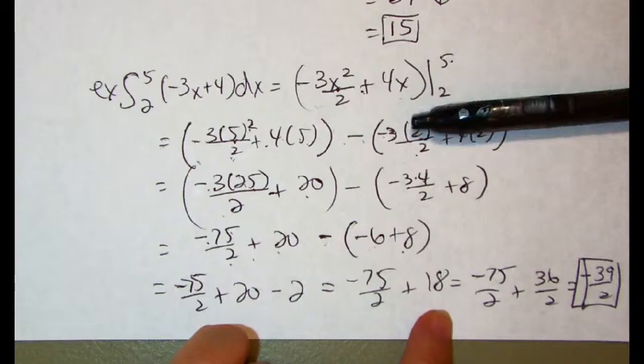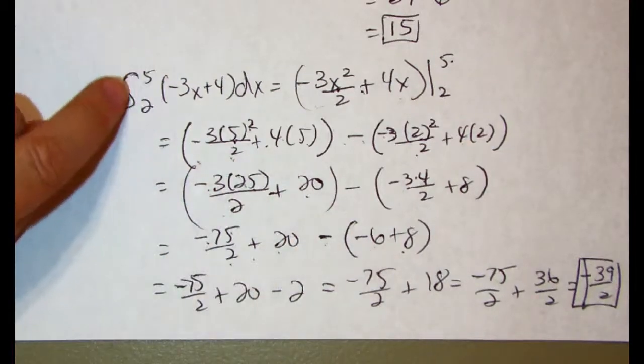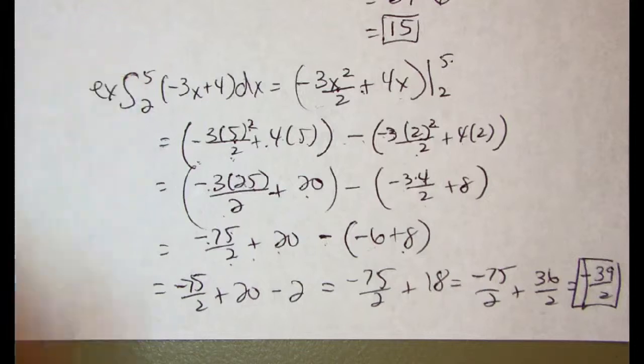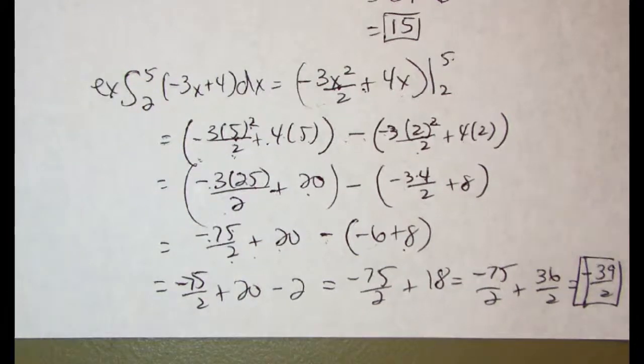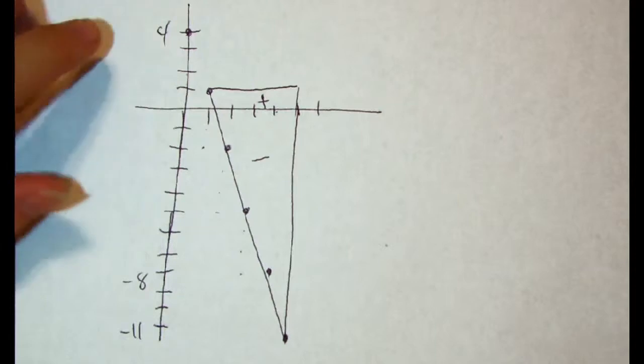So that is the area underneath this function between 2 and 5 and trapped by the x-axis. So here is that problem graphed out to show it would not be that easy to do this one geometrically.